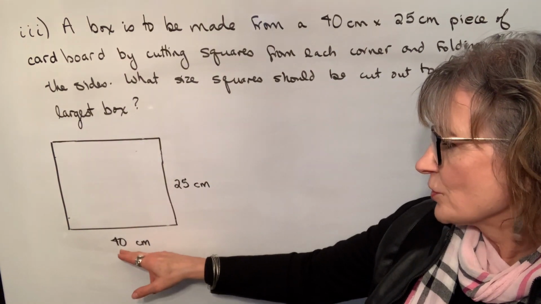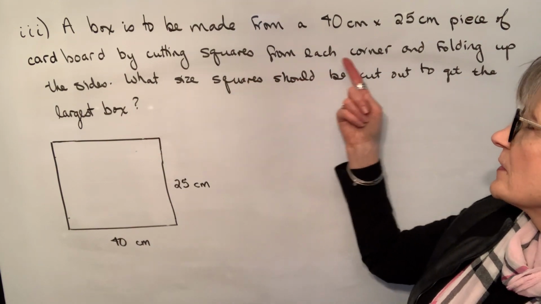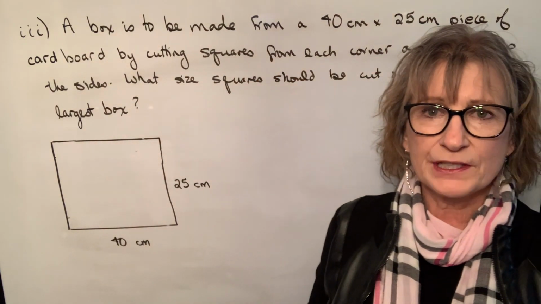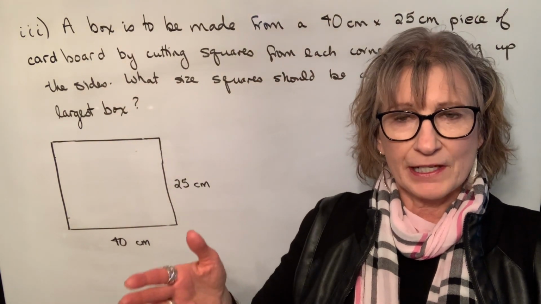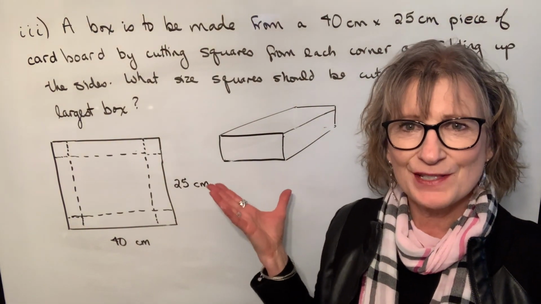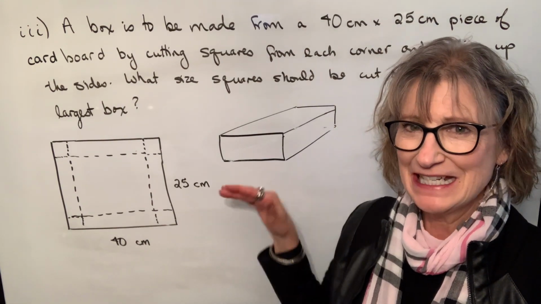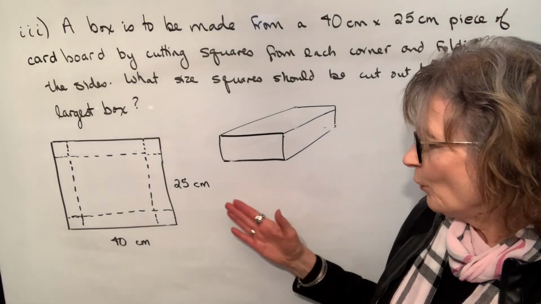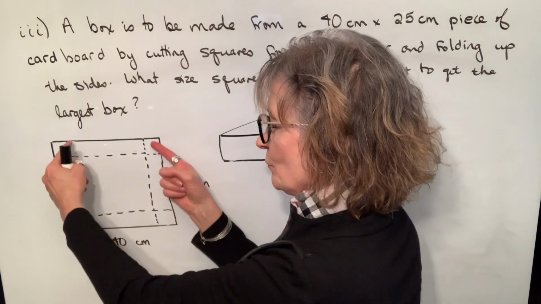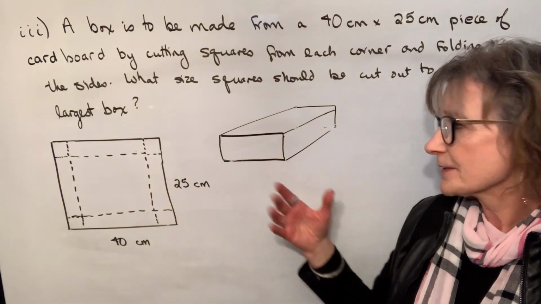In this case, the sheet measures 40 centimeters by 25 centimeters, and you want to cut squares from each corner and then fold up the sides to make a rectangular box. It often helps to make drawings when you're doing these problems. I'm very limited in my drawing skills, so it may or may not be helpful. But after we remove those corners and fold up on the dotted lines, we're going to have a rectangular box.